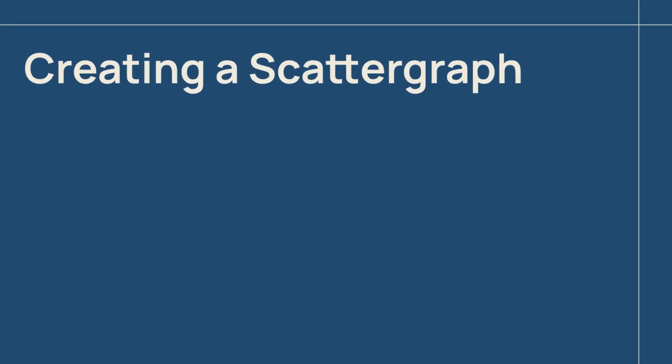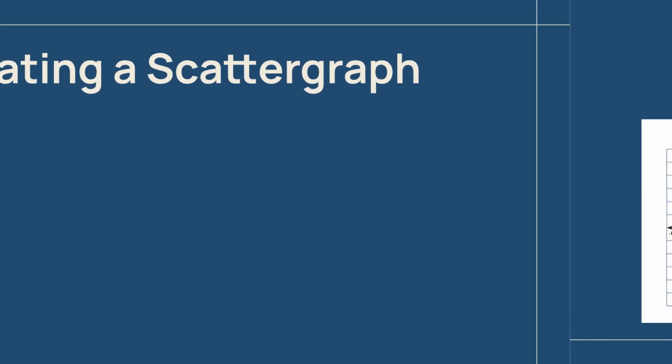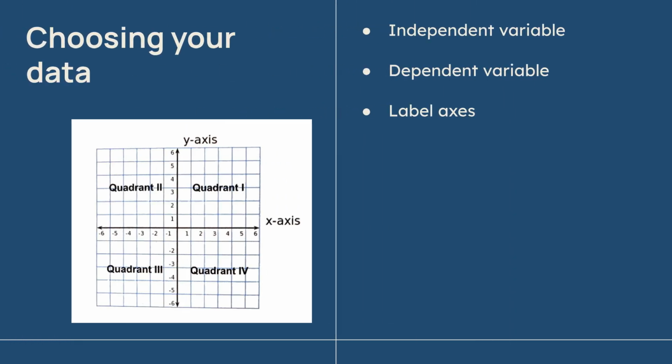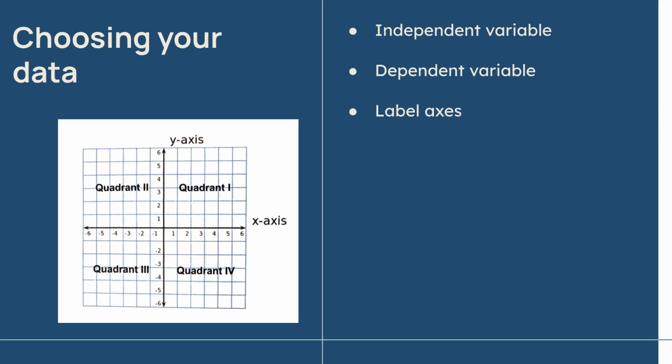Now let's look at the steps involved in creating an effective scatter graph. First, you need to choose your two sets of data. Typically, one variable, the independent variable, goes on the x-axis, and the other, the dependent variable, goes on the y-axis. Remember to clearly label your axes.